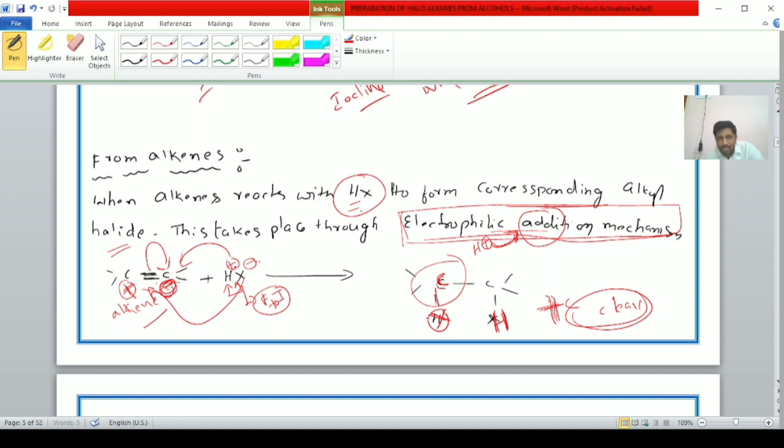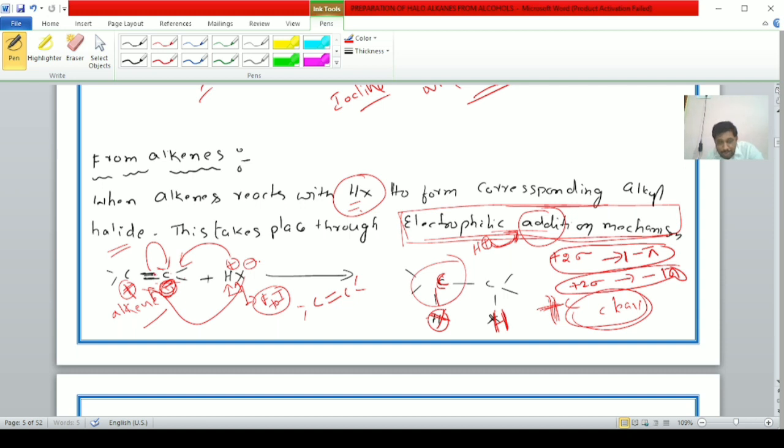Here what happens student? Electrophile H plus is added to the negatively charged carbon atom and addition takes place. Here hydrogen and halogen atom are added to the double bond. Hence it is known as electrophilic addition reaction student. Here in organic chemistry student, I will give one technique. Whenever two sigma bonds are formed in the given chemical reaction, then automatically one pi bond will be lost. Two sigma bonds are formed and one pi bond will be lost student.